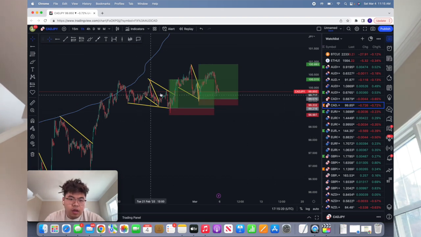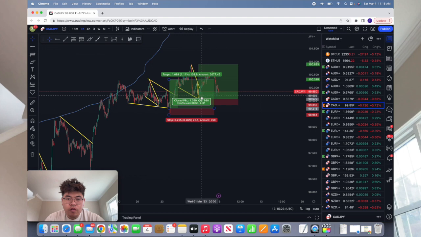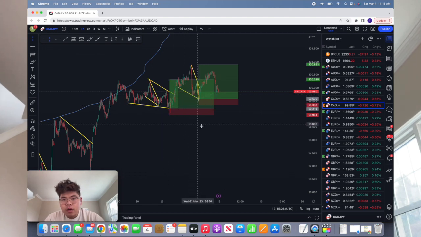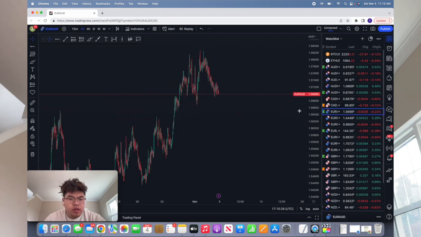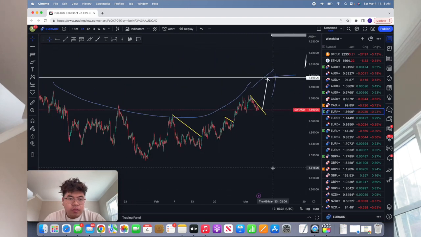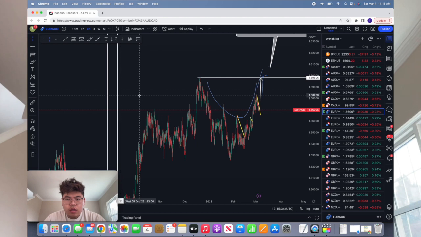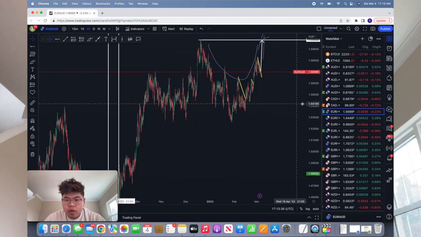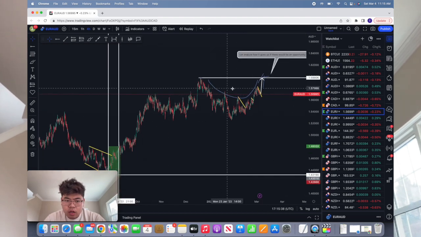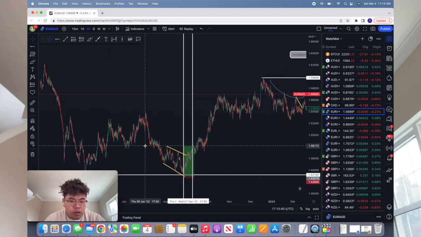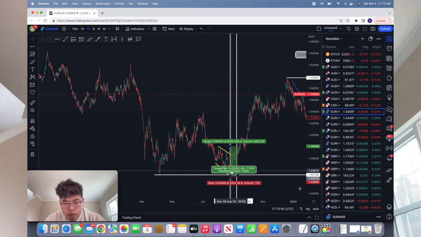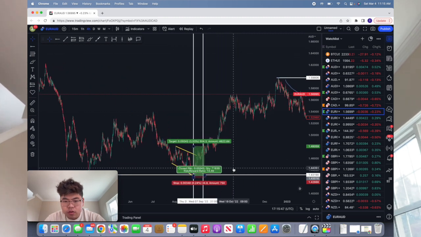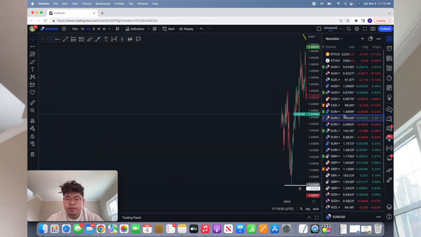Let's see how it plays out. I didn't like how there's a double entry here, but let's just test it, right? Same thing here, Euro AUD. You can see a double top here. Had we seen a double bottom here, we could have taken a 504 entry, which is like 14%. That's insane.